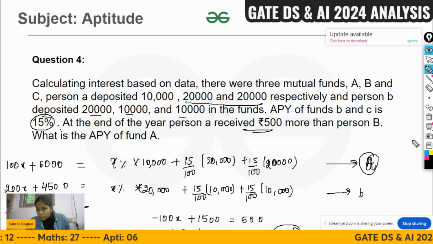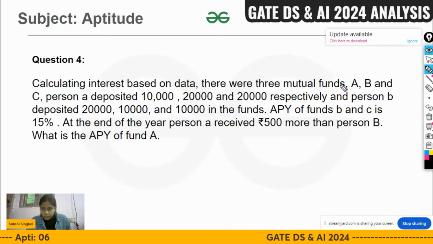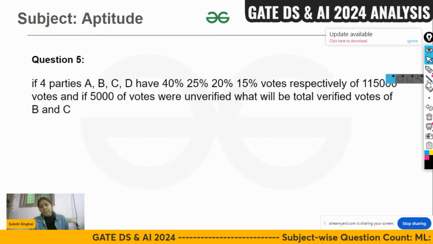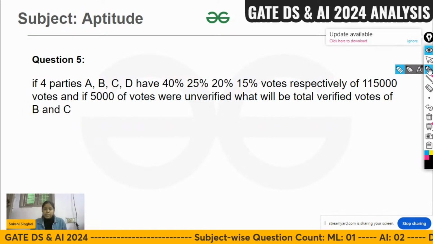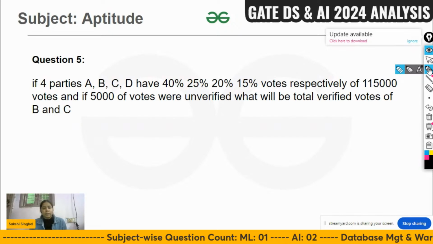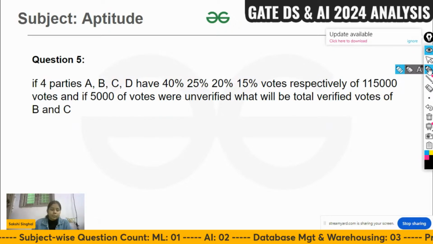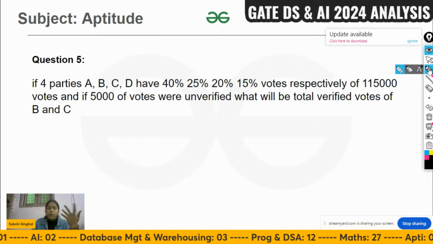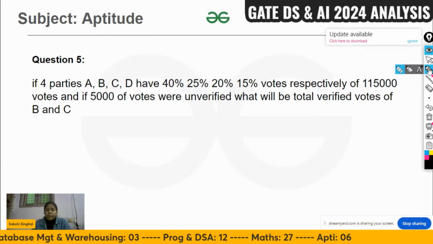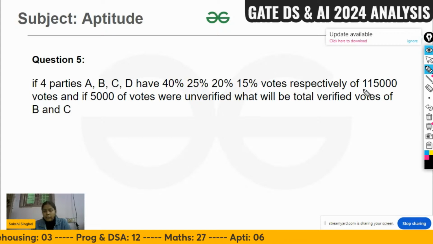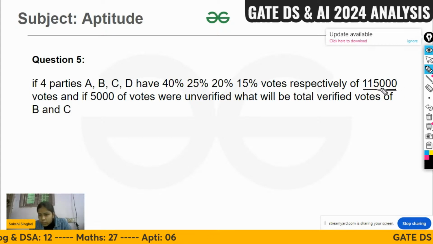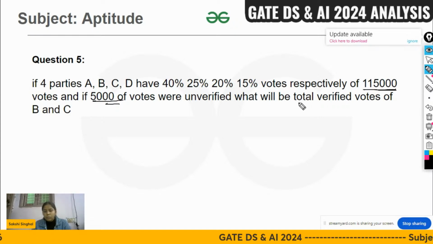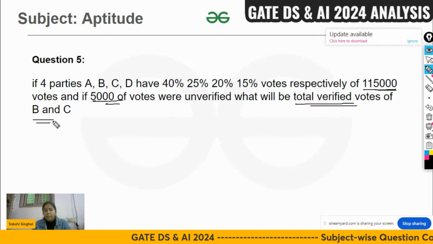Okay. Let's solve more questions. Let me see here. Yeah. Guys, this was one of the questions in your paper. Again, in aptitude, it says that A, B, C, D have 40%, 25%, 20%, 15% votes. Students told me that this is a pie chart. In the form of a pie chart they have given it to you. And total votes are 1,15,000. Out of these, 5,000 votes are unverified. So they asked me to find out the total votes verified by B and C.